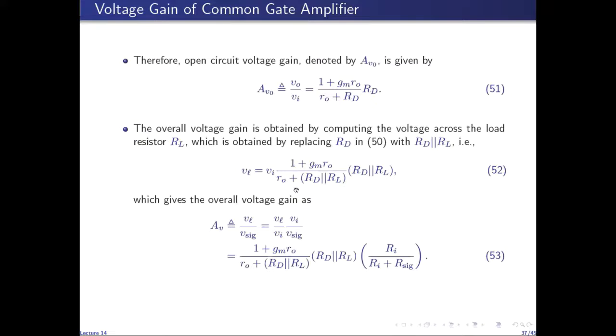So vL over vi is this factor, and vi over vsig is the loading factor on the input side. So vi is Ri over Ri plus Rsig times vsig. So vi over vsig is this factor. So the product of this factor and this factor gives us the overall voltage gain of the common gate amplifier.